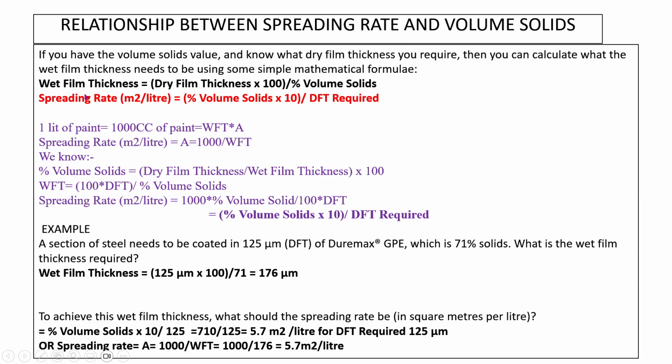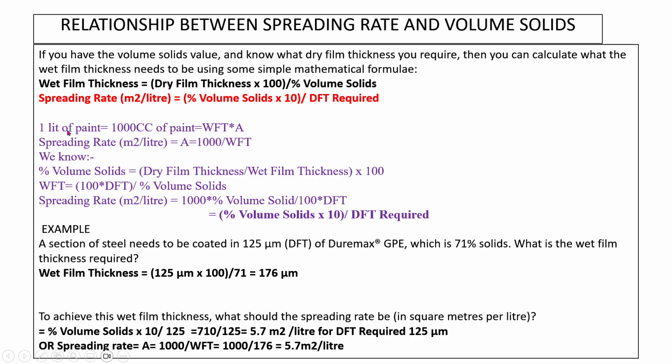So how? Wet film thickness will be dry film thickness into 100 divided by percent volume solids. The spreading rate is how many square meters per liter will be covered: percentage of volume solids into 10 divided by DFT required. How this formula, 10 into volume solids by DFT, has come, I will explain now.